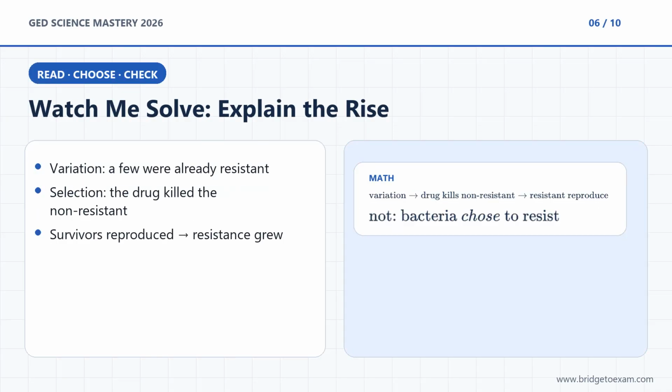Let's explain the rising resistance with natural selection. Read. Resistance climbed from 5% to 70% as the antibiotic was used more. Choose. Here's the 4-step story. A few bacteria already carried resistance, that is the variation. The antibiotic killed the non-resistant ones, that is the selection pressure. The resistant survivors reproduced, passing resistance to their offspring, so the resistant fraction grew and grew. That is natural selection happening in real time. Check. I reject the idea that the bacteria chose to become resistant. Individuals do not decide to change. The resistant ones simply survived and multiplied.